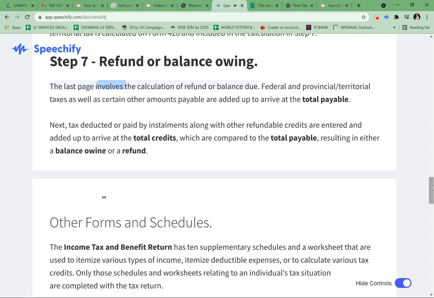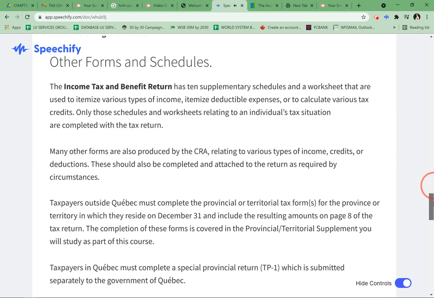Step 7 Refund or balance owing. The last page involves the calculation of refund or balance due. Federal and provincial, territorial taxes as well as certain other amounts payable are added up to arrive at the total payable. Next, tax deducted or paid by installments along with other refundable credits are entered and added up to arrive at the total credits, which are compared to the total payable, resulting in either a balance owing or a refund.